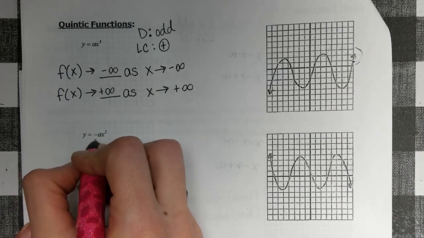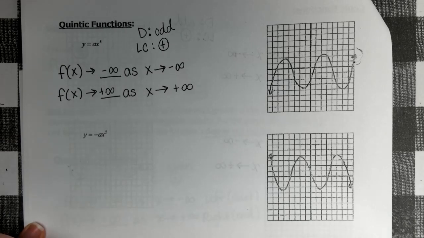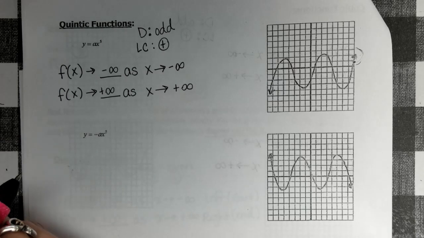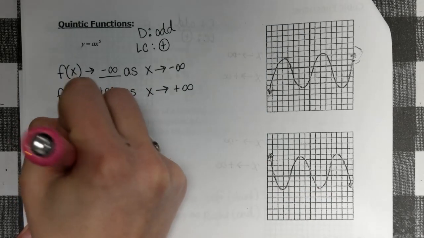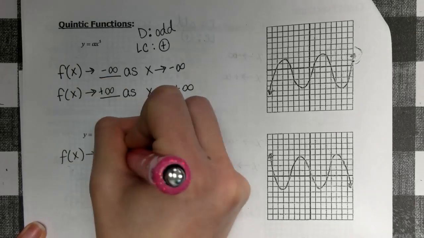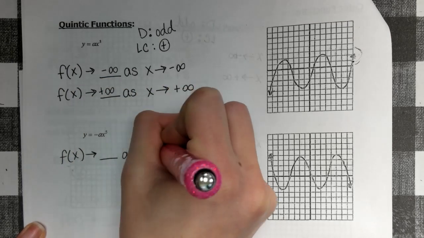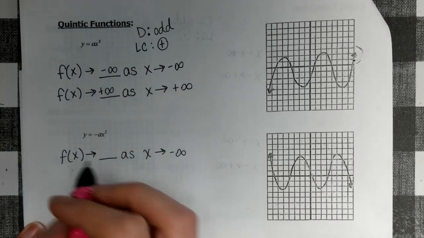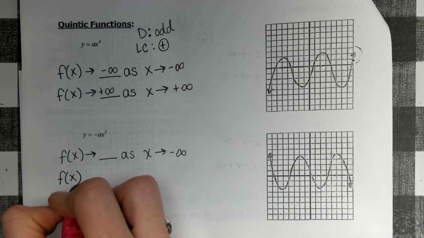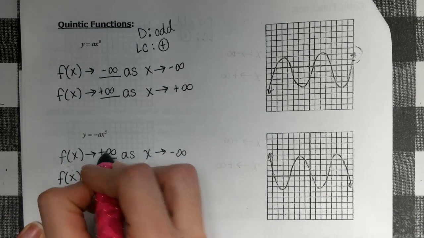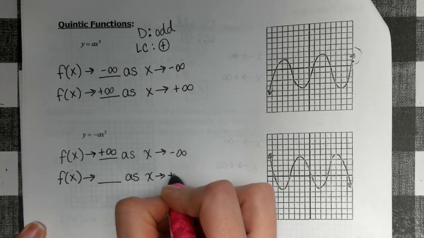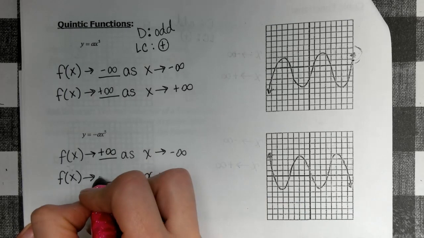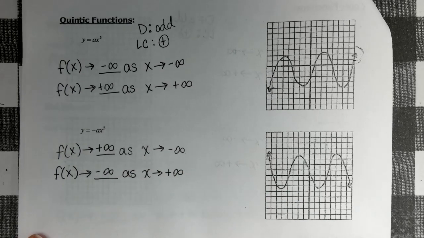So then, if I make it negative, where's it going to end? Negative. If my leading coefficient is negative, then my graph's going to end negative. So, for my end behavior, as x approaches negative infinity, where is it? Going to positive infinity. And as x approaches positive infinity, my function approaches negative infinity. Okay?